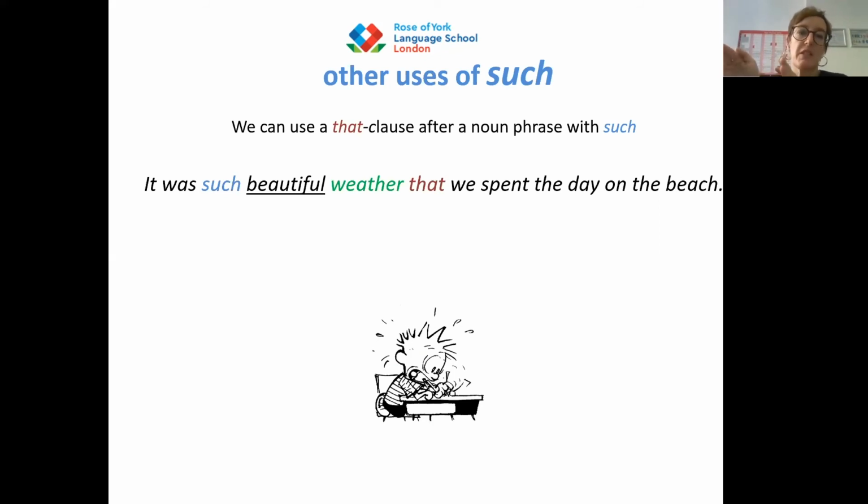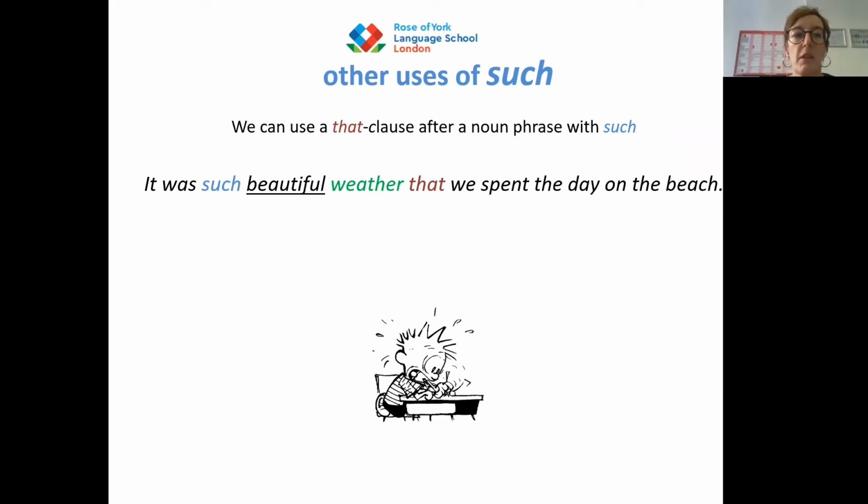What you have is that the first part of the sentence with such is the reason why something happened. For example, in the sentence, it was such beautiful weather that we spent the day on the beach. So why did you spend the day on the beach? Because the weather was gorgeous, the weather was beautiful. We didn't really want to go to work. We just decided not to go to work. Let's go to the beach, or not go to school and let's go to the beach. So it was such beautiful weather is the reason why we spent the day on the beach.